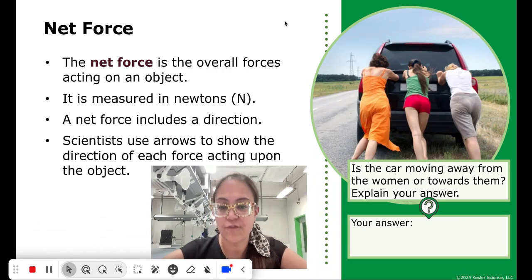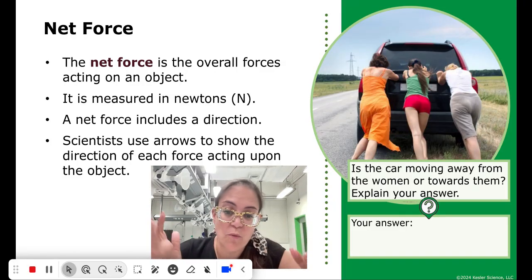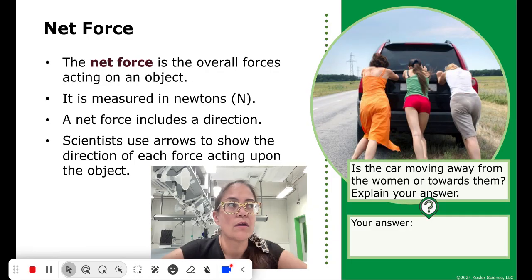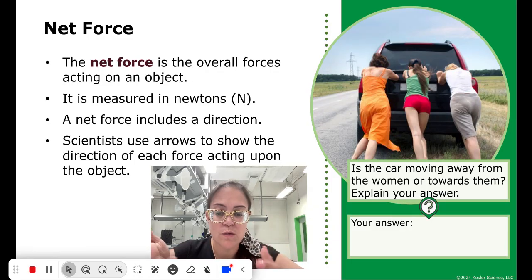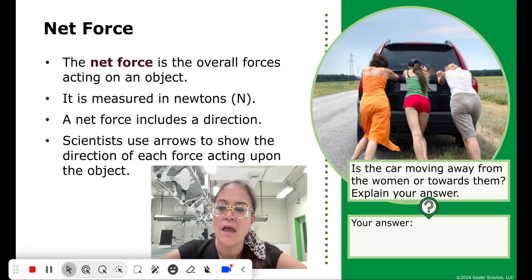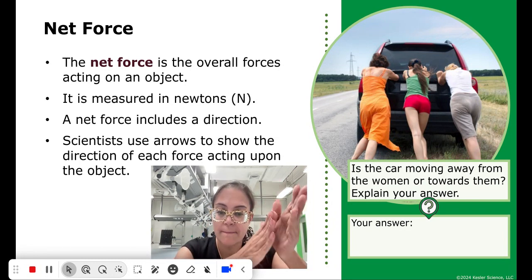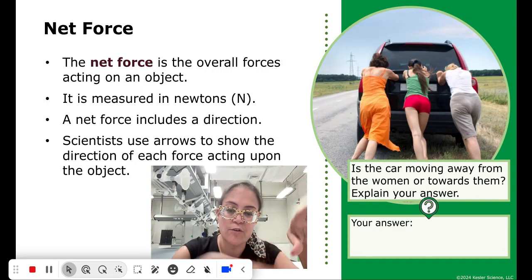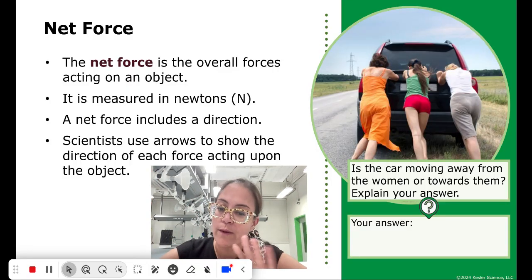Okay, so the net force is the overall forces acting on an object. It is measured in newtons. How much is a newton? It's just the unit we use. So instead of using kilograms or millimeters or degrees Celsius, we use newtons when we talk about force. And a net force always includes a direction. So your net force should be a number and a direction, like 10 newtons to the left or 30 newtons south. So always a number, a direction, and your unit.